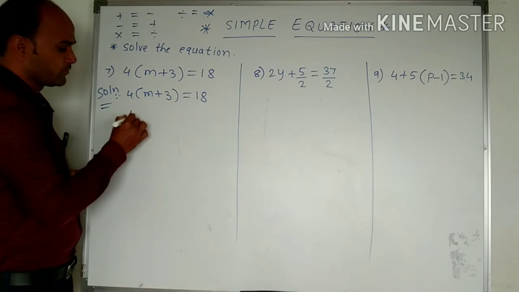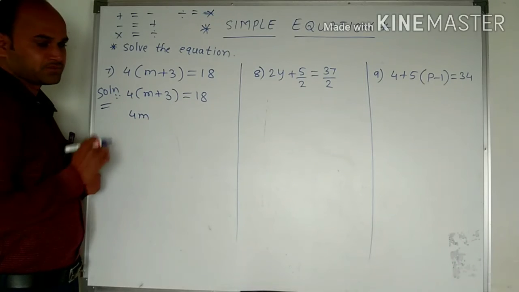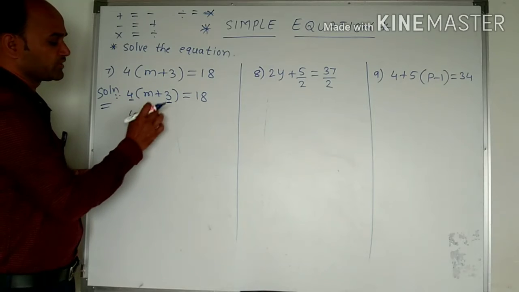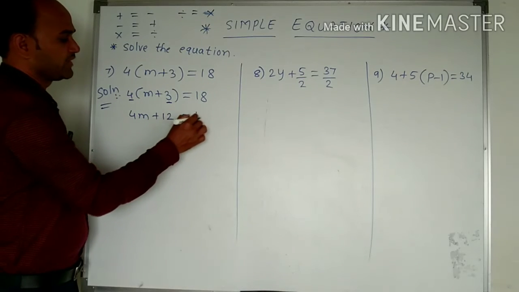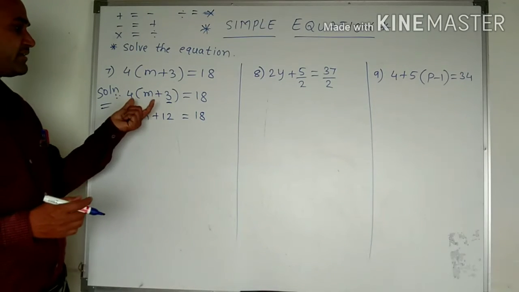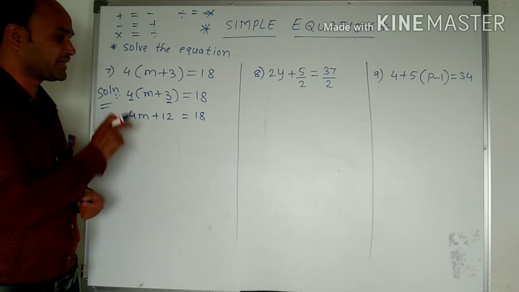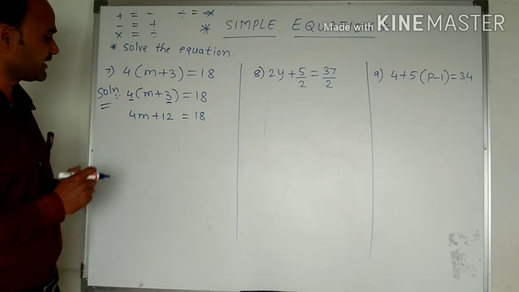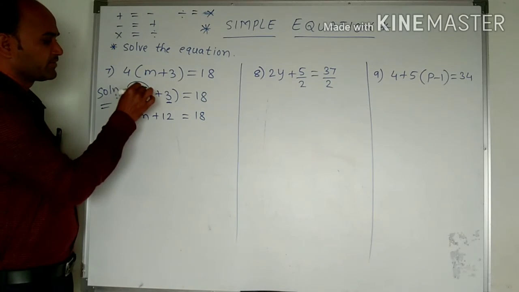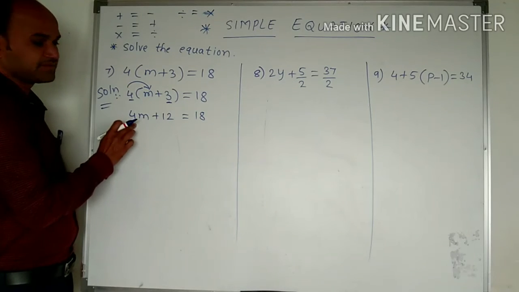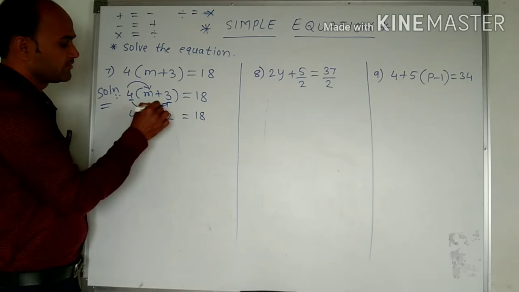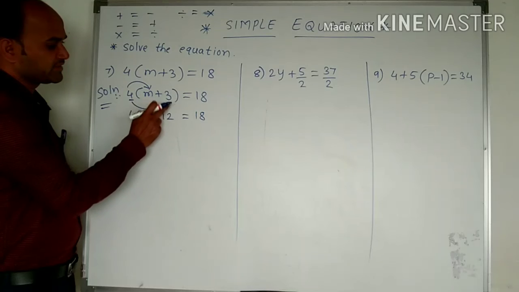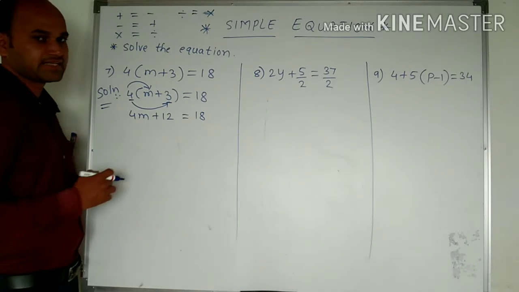4 into m becomes 4m, plus 4 into 3. Here we have to multiply these two: 4 into 3, 4 3s are 12, which is equal to 18. We are using here the distributive property over addition. Firstly we multiply 4 into m, that becomes 4m, and afterwards the plus sign is there. We put the plus sign, and then multiply 4 with 3, that is 12, and 18 as it is.